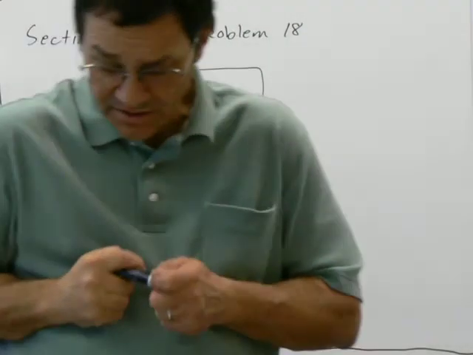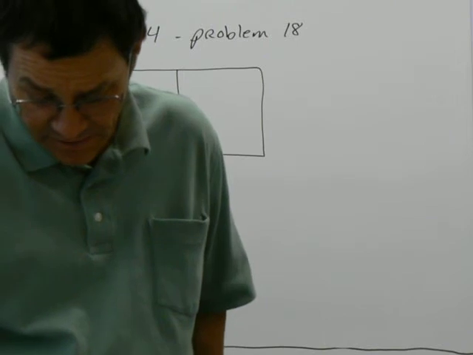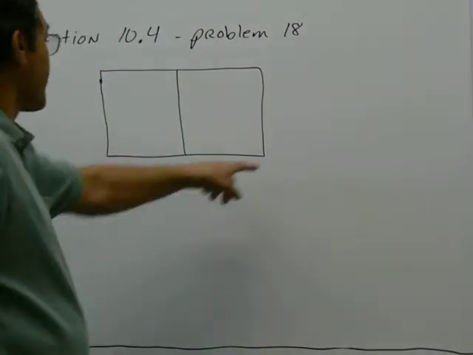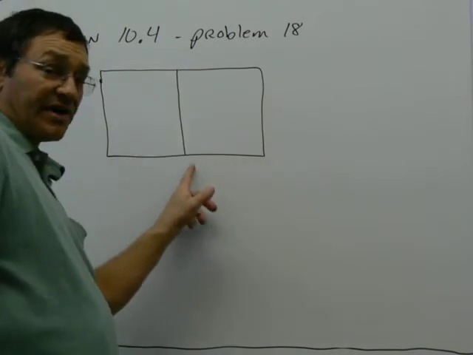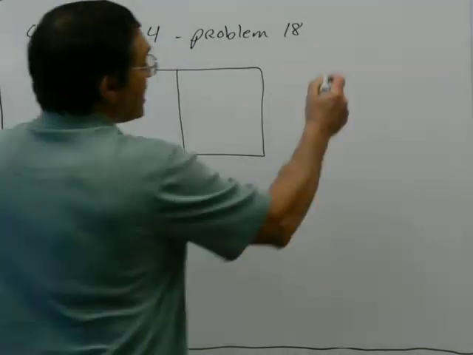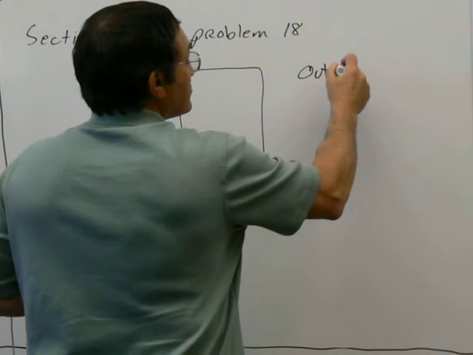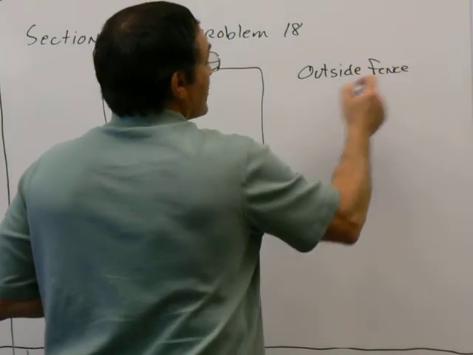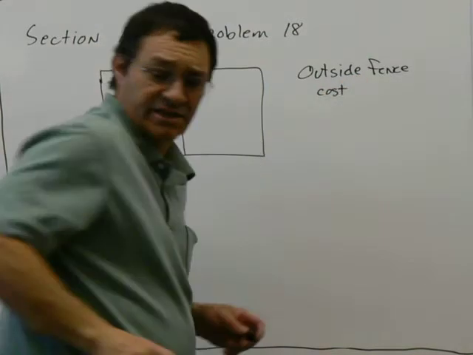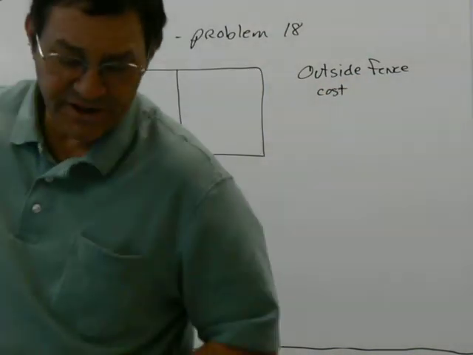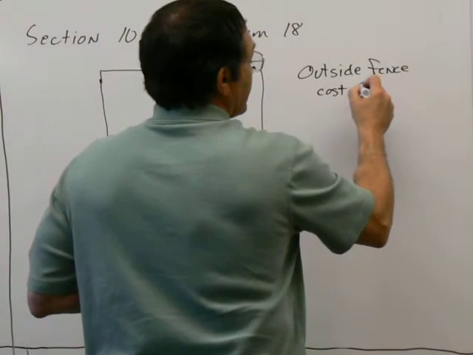Some of the criteria that are given to us about this particular plot of land is we're going to build a fence around it, all the way around the outside, and then this divider down the middle. And we've got different costs. The outside fence cost, I think it's $5 per foot to build, and the inside fence costs $2 per foot.